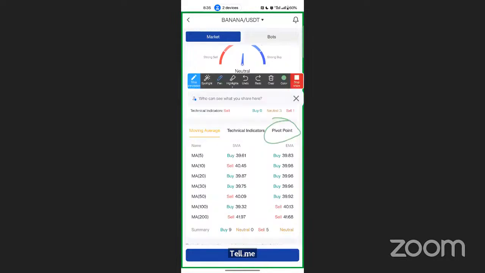Now, down here, can we all see the word pivot points? Give me a 2 in the chat if you can see the word pivot points.